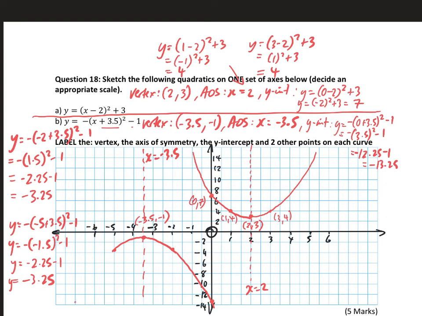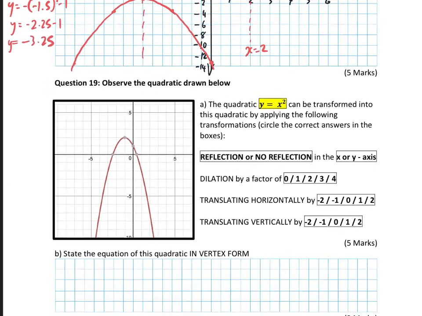Do the same on this side. I haven't calculated that point, but a quadratic is going to be symmetrical. So I did something symmetrical to the y-intercept there. Okay? So that is those two curves drawn.